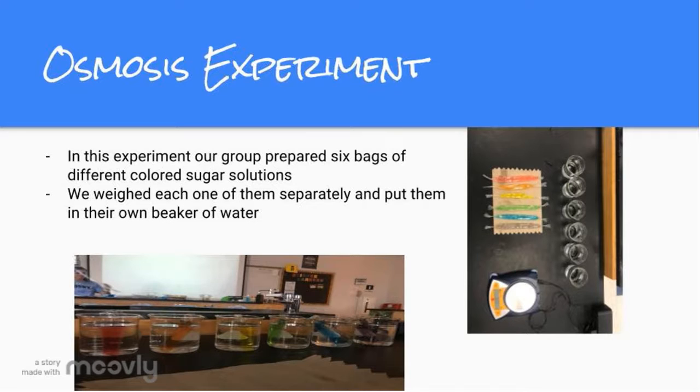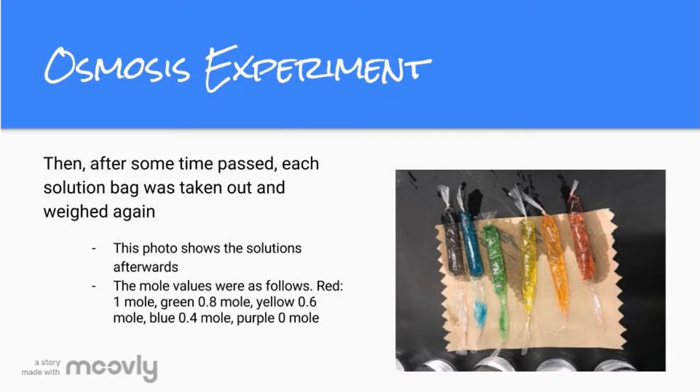Each of the 6 bags in our experiment, we were told, either had a molarity of 1, 0.8, 0.6, 0.4, or 0.2 sugar solution. And once we placed them in their own beaker of water, each beaker of water had equal volumes of water. Our purpose in this experiment was to find the difference in weight of all of the solutions before and after they had sat in the water.